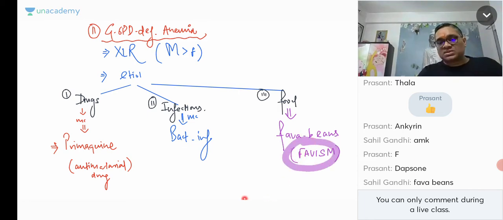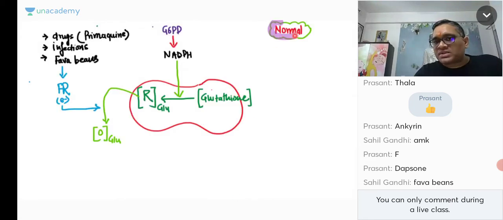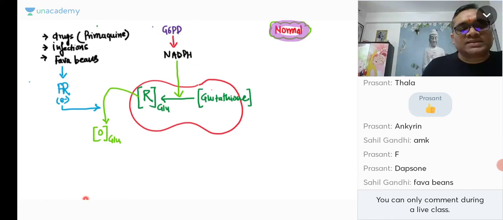Now we will understand the pathogenesis. But before that, we should know what happens in a normal individual's blood. And what is G6PD? G6PD is an enzyme which is formed during the normal HMP pathway, which we have read in biochemistry. When this G6PD enzyme is formed, it helps in the synthesis of NADPH.